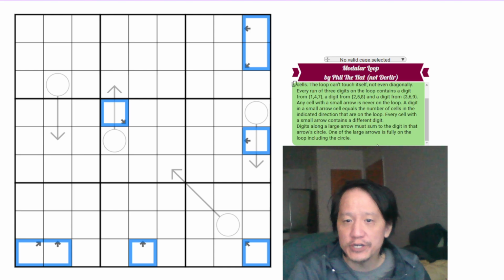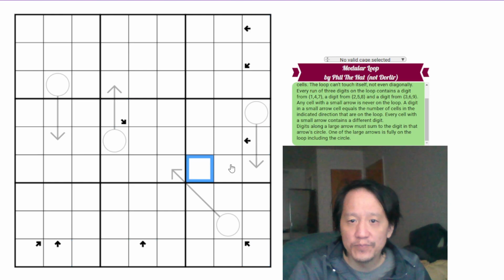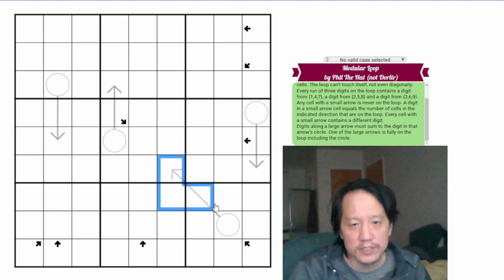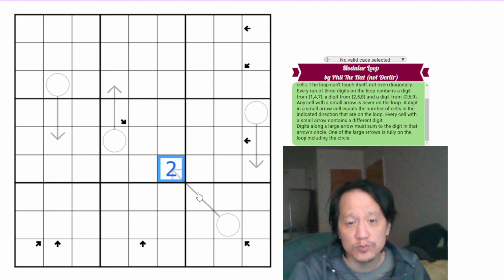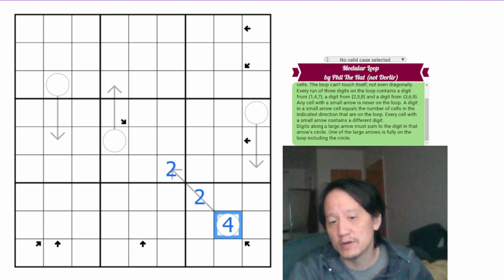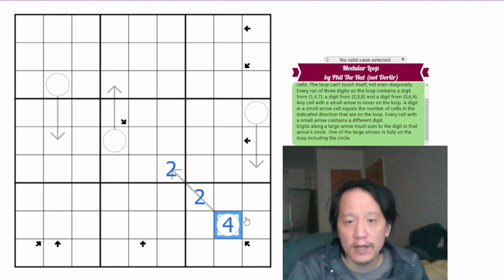Digits along a large arrow must sum to the digit in that arrow circle. One of the large arrows is fully on the loop, including the circle. Okay, that's good to know. What that means is these 2 digits sum up to whatever this digit is. For example, if this were 2 and 2, this would have to be 4. And digits along the arrow can actually repeat.